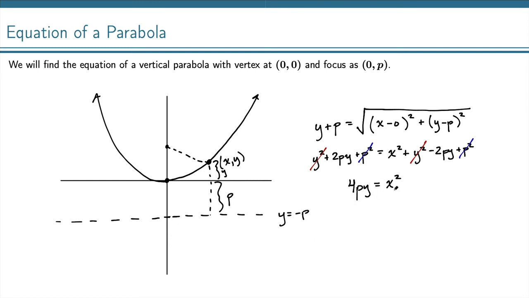Now, this was a vertical parabola, and we could flip it around and get the equation of a horizontal parabola, where the focus is at p, 0. So we'd have something opening towards the right. And that would be 4px equals y squared.